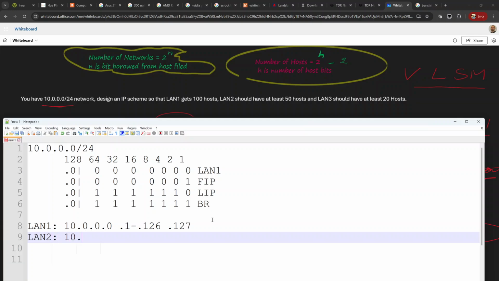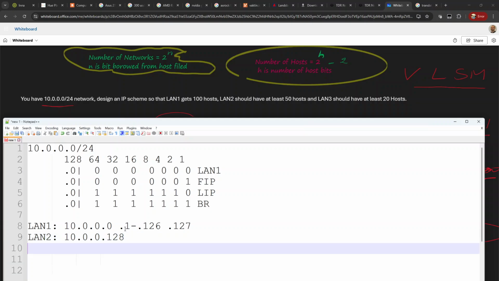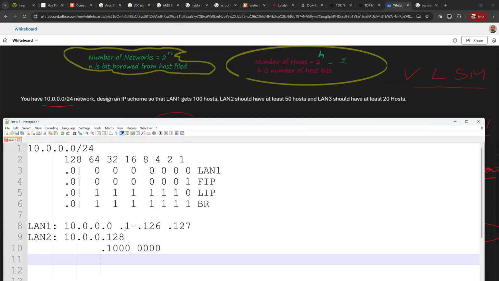And LAN 2, so see what I'm going to do in LAN 2. Since our increment will go with 128, it's 128, okay? And then I'm going to write 128 in binary here. So 128 in binary, there is 1, there is no 64, no 32, no 16, no 8, no 4, no 2, and no 1 right there.